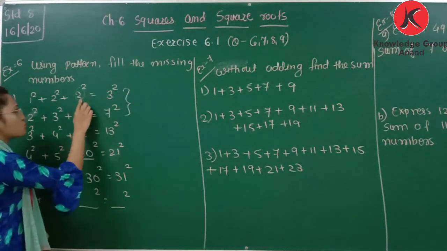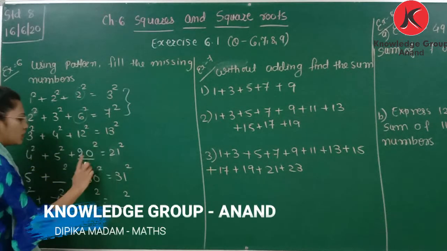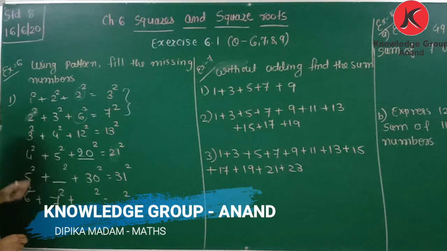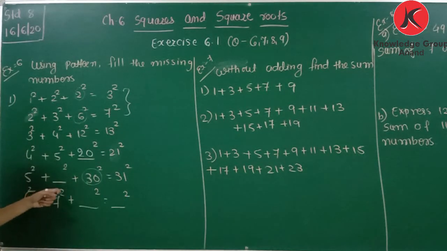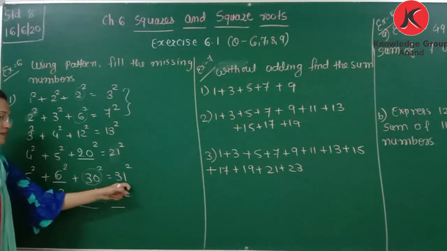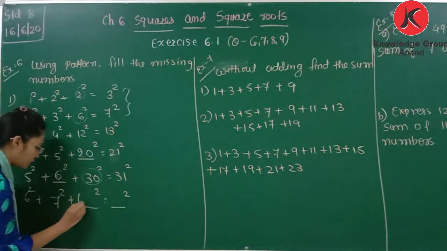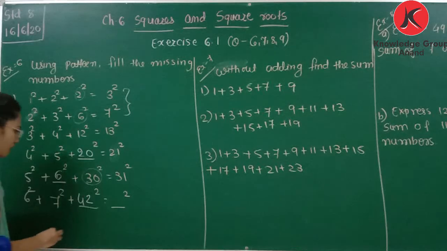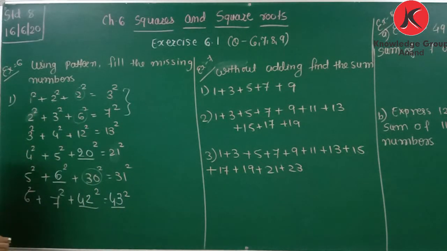Now what is the relation between this and this number? You can say this is 2 square, so it is 3 square. 6, 7, 12, 13, 20, 21. Now 30 can be represented as 5 6s are 30. So here it is 6 square. This is 30 square and this is 31 square. Now 6 7s are 42 square, and after that it is 43 square. Clear? This way you can fill in the blanks in a pattern.